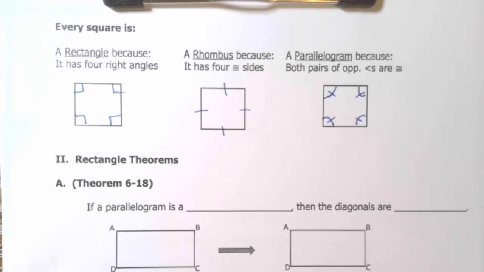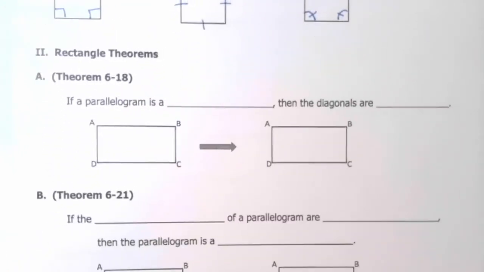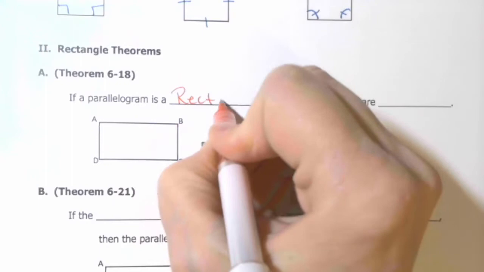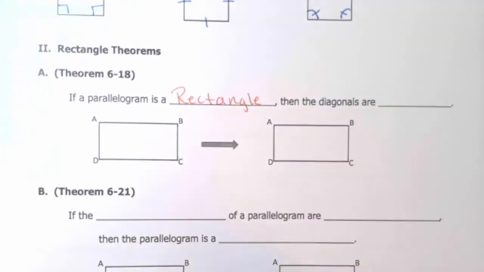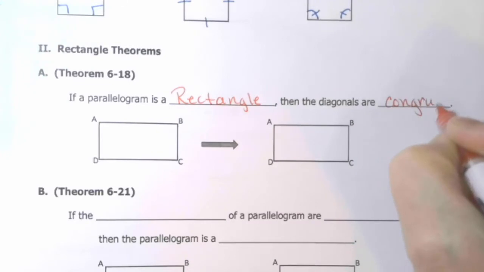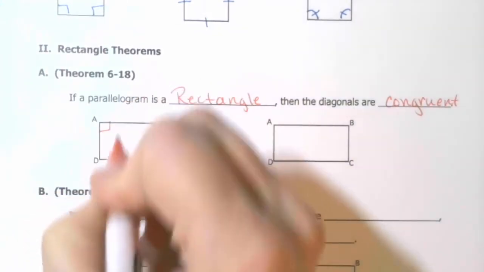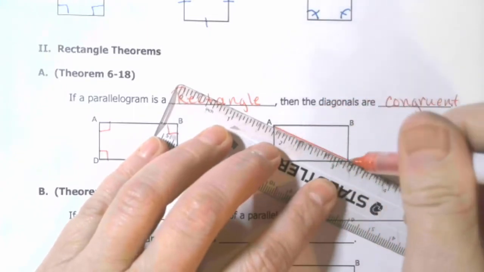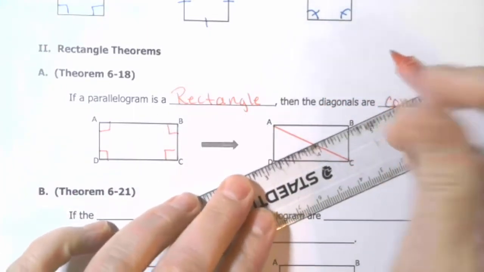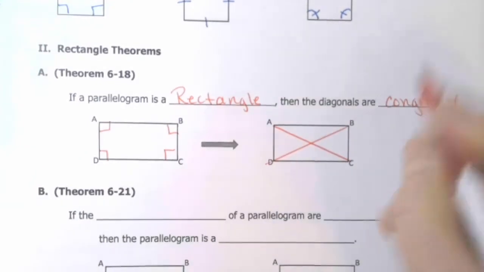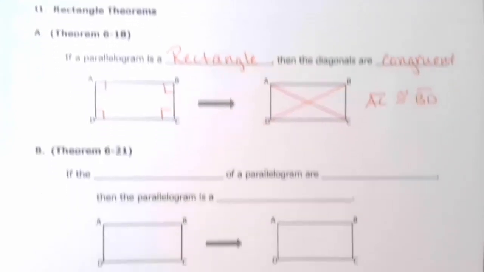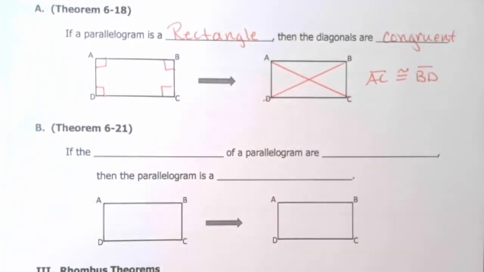Let's get into some of the theorems. We're going to start with rectangle theorems. Theorem 618. If a parallelogram is a rectangle, then the diagonals are congruent. So the if is it's a rectangle, so 4 right angles. And if it's a rectangle, this theorem says automatically your diagonals are congruent. They're equal length. So AC is congruent to BD. That's our first theorem for a rectangle.